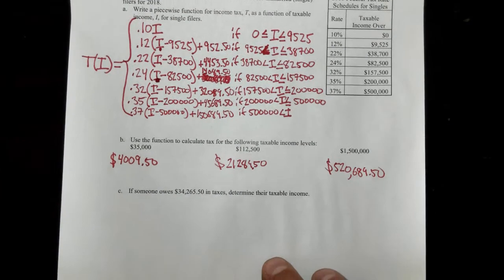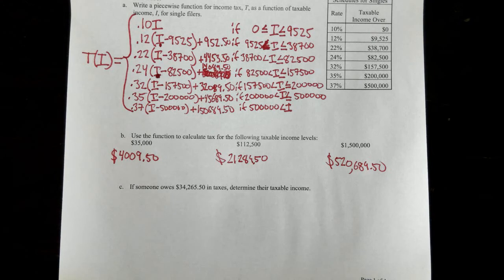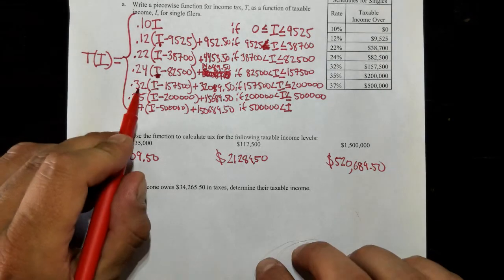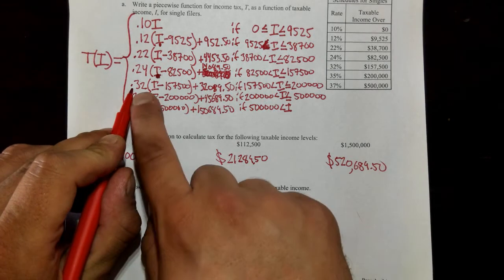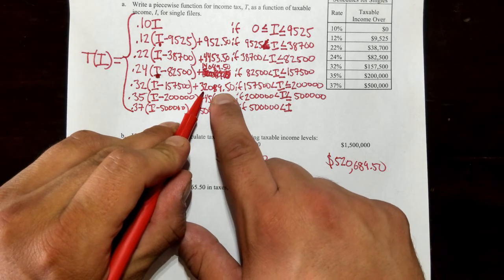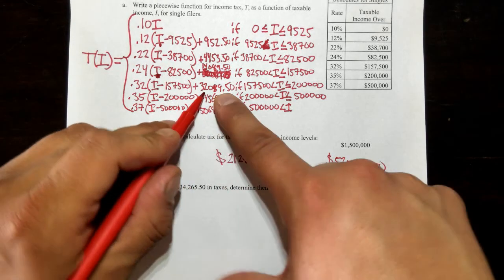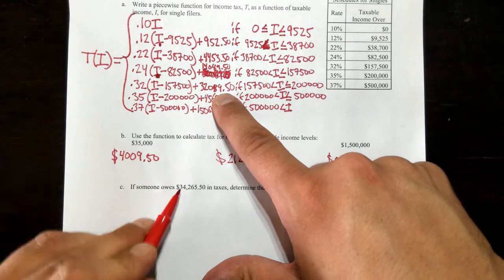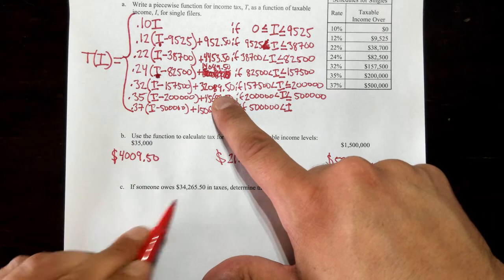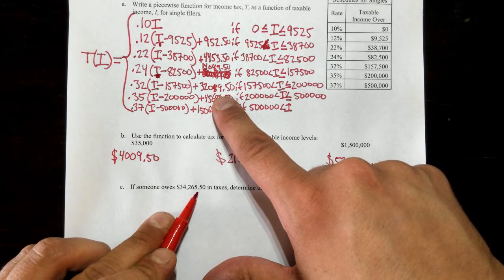All right. C. If someone owes $34,265.50 in taxes, determine their taxable income. Well, let's see. If someone paid $34,265 in taxes, let's see where that would fall. And that would actually fall in this 32% category, because this is the base level of the tax of how much taxes paid. So 34 is just a little greater than that. So what we're going to do is set this rule equal to 34,265.50 and solve for I.